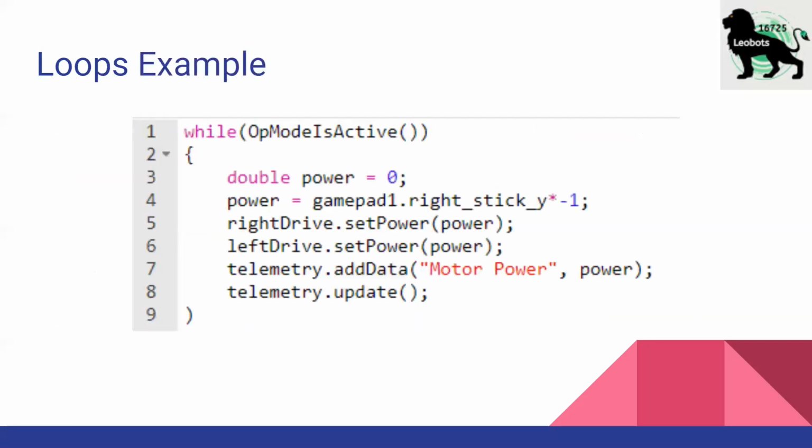So as you can see here, the most common use of a while loop that you'll probably have in OnBotJava for FTC is while the op mode is active. Basically what this does is, as long as you press the on button on your robot, for as long as that button is on, this is the code that'll happen. And then the minute you press the off button, this code will no longer run.